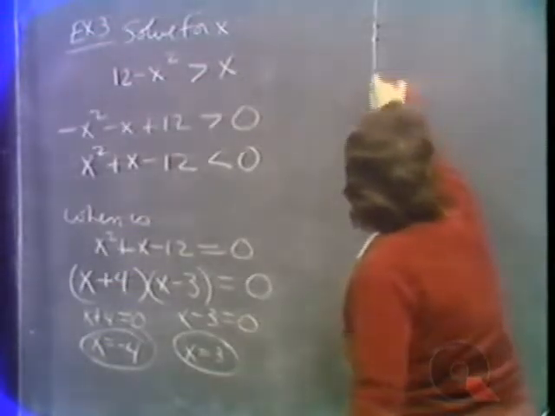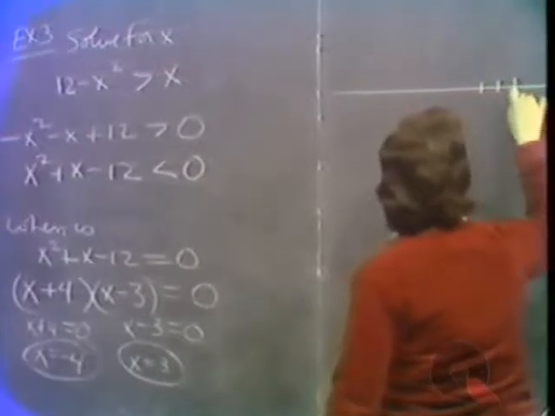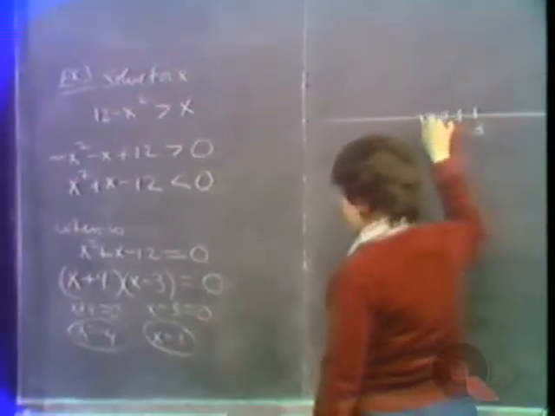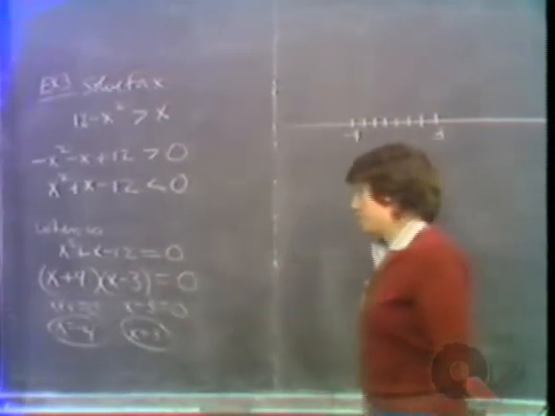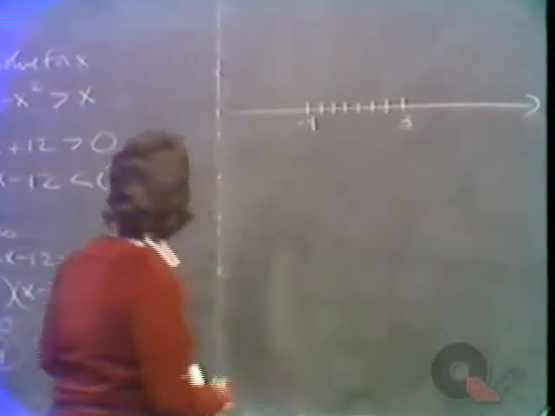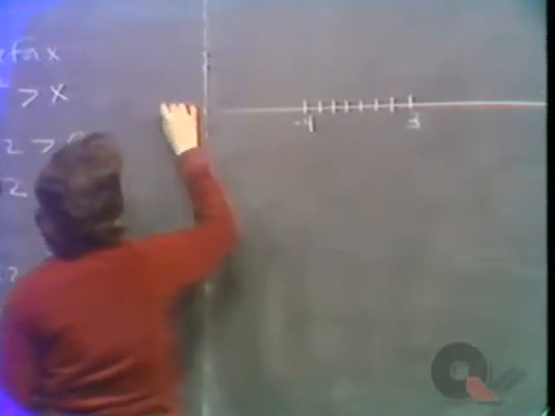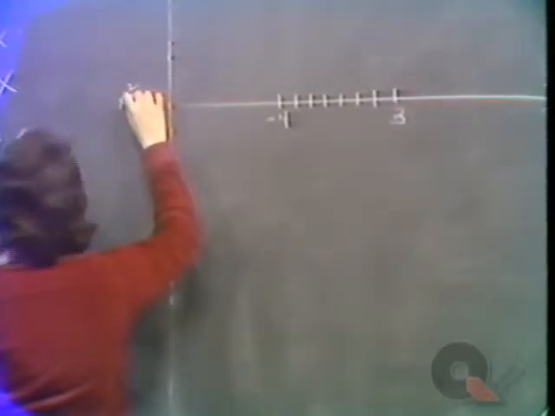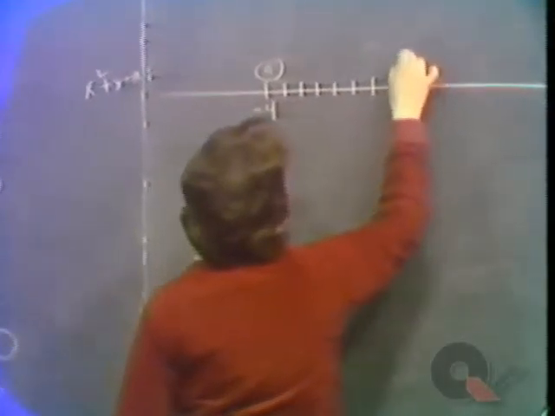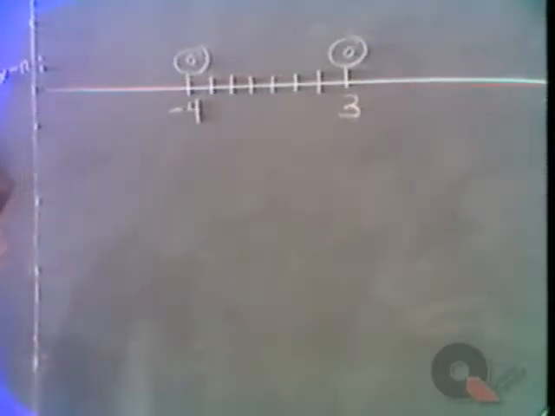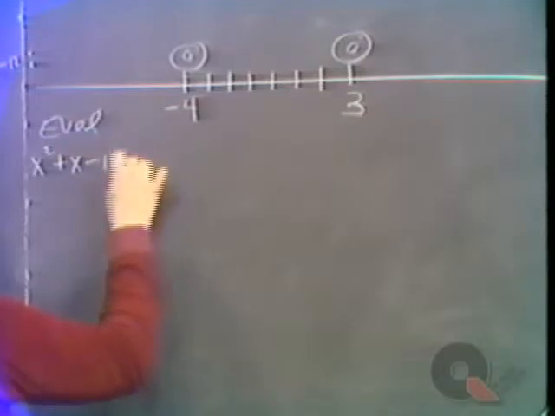Okay, so as before, we're going to make our number line. We have 0, 1, 2, 3, and minus 1, 2, 3, 4. These are the values at which the expression x squared plus x minus 12 was equal to 0. We're interested in the sign. Here it's 0 and here it's 0. And the question is, what happens in these portions? So we will evaluate it in each of these segments.